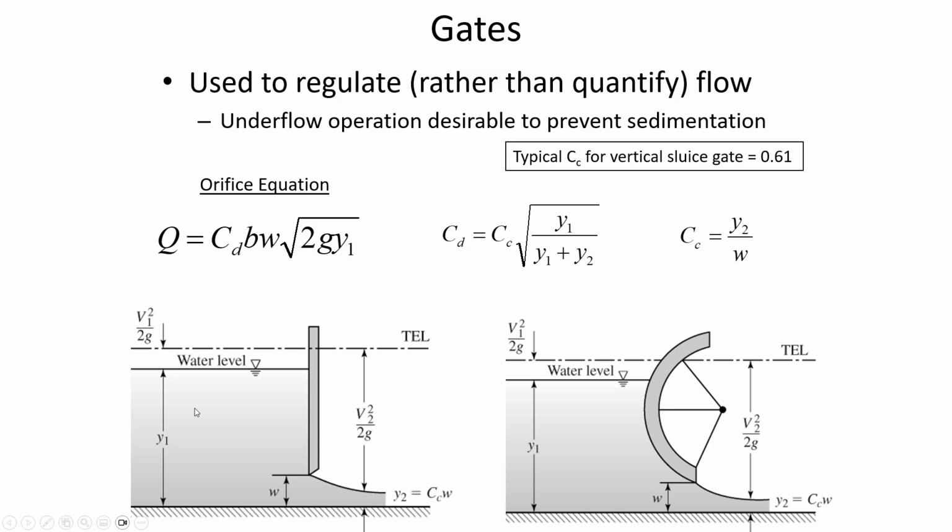But we do account for energy losses. And the way that we do is with a discharge coefficient, C sub D. And the discharge coefficient is related to both the coefficient of contraction and also the ratio of the upstream depth to the sum of the downstream and upstream depth combined. So here B is the width of the channel, and W is how high the gate itself is opened.